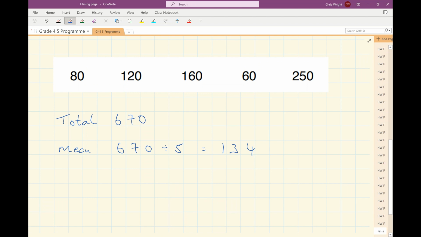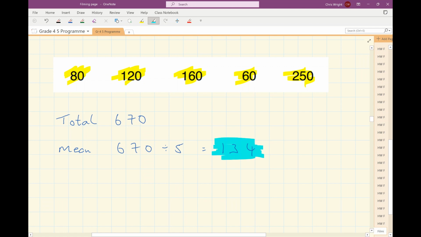Now, why do you add and divide for the mean? Well, what we're doing really is we're sharing out these 5 amounts equally. So, for example, if it was the number of sweets that 5 people had, one person's got 80, one person's got 120, one person's got 160, one person's got 60 sweets, and one person's got 250 sweets. A way of working out what the typical number would be is to put all the sweets in a pile and then share out those 670 sweets equally between the 5 people. And if you did that, each person would get 134 sweets. So 134 is the mean of the number of sweets.